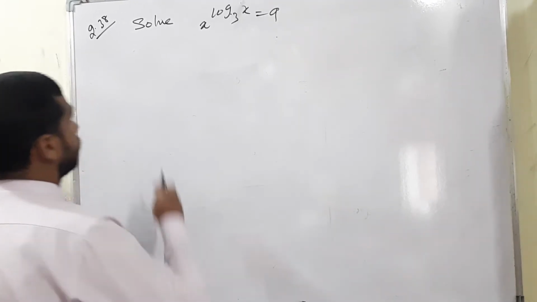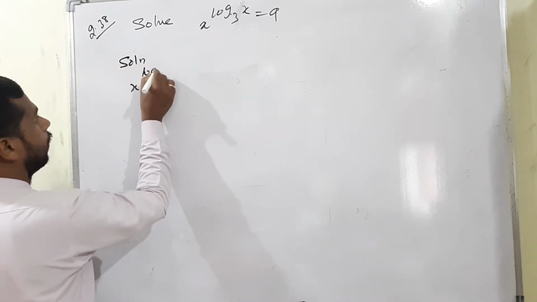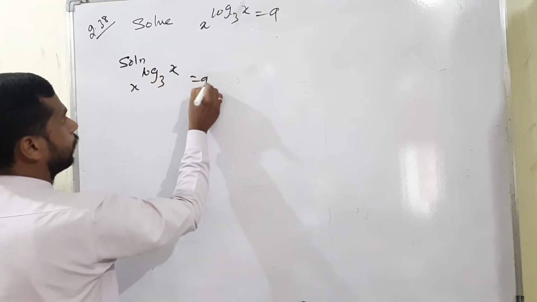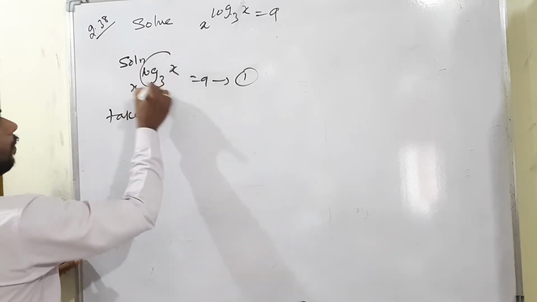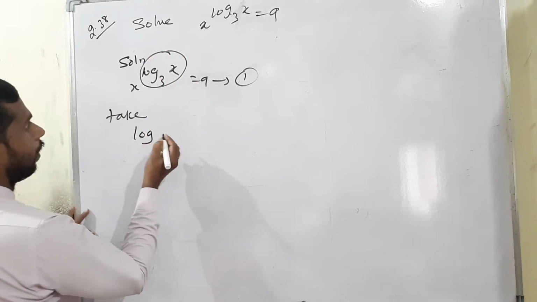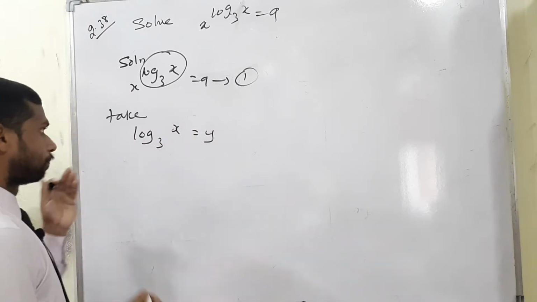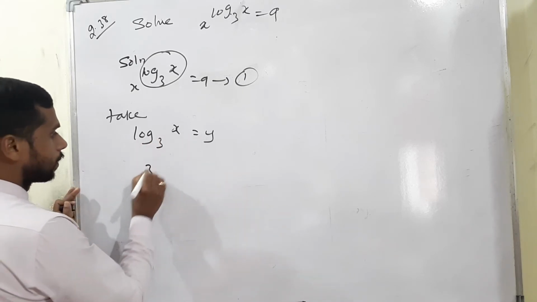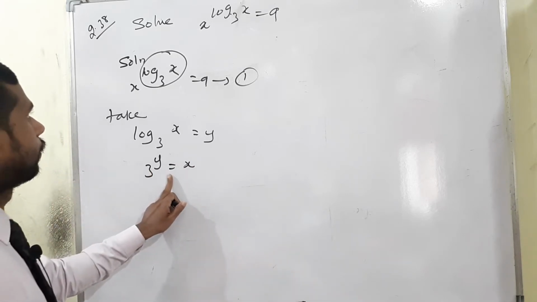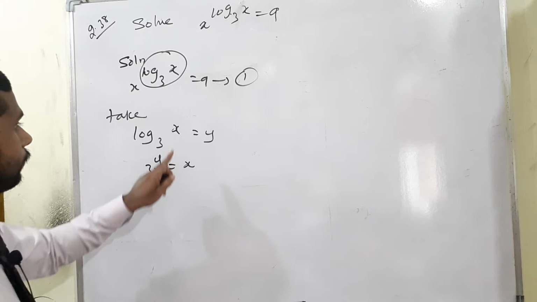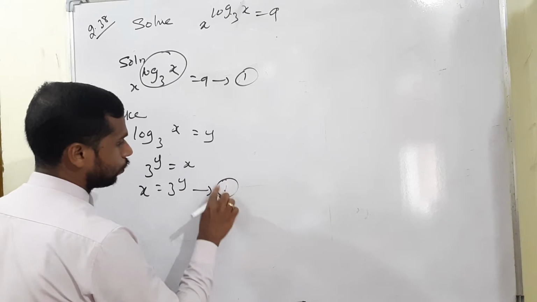Example 2.38, solve x to the power log x base 3 is equal to 9. Consider this equation number 1. Take the power term and consider log x base 3 is equal to y. Now if you remove the log, y comes to the exponent, that is, 3 power y is equal to x. So the condition is clear: x is equal to 3 to the power y. This is called equation number 2.